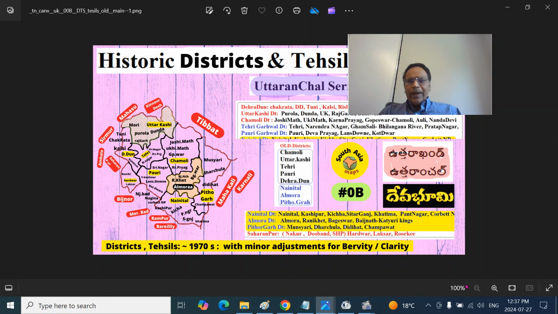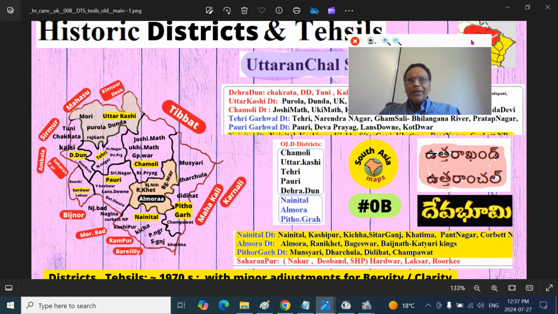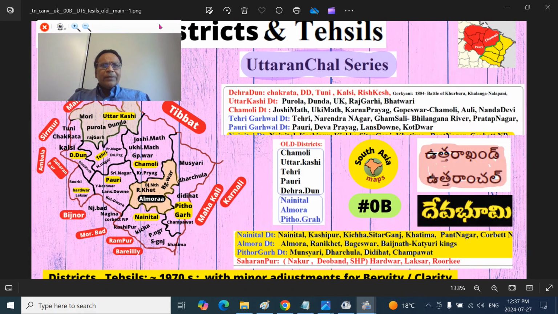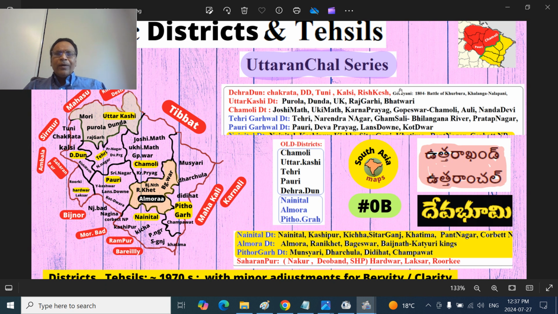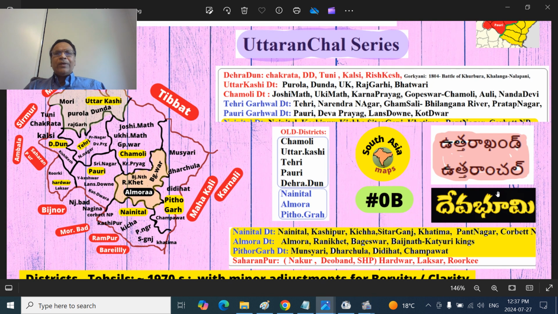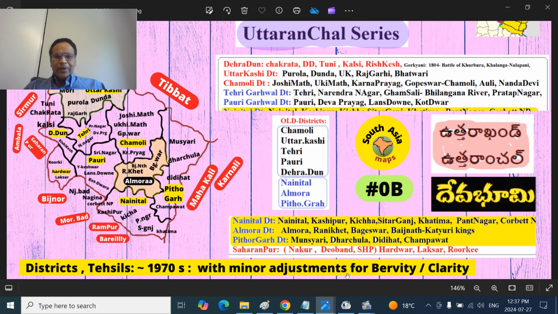I have the same thing here so that the audience can view all the districts. The tehsils I have maintained so that you can see how they are spelled. Spellings are also important. You can see them, and I might have added something extra that may not be that important.